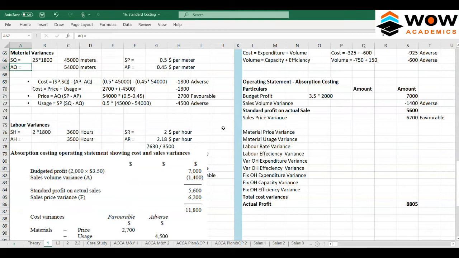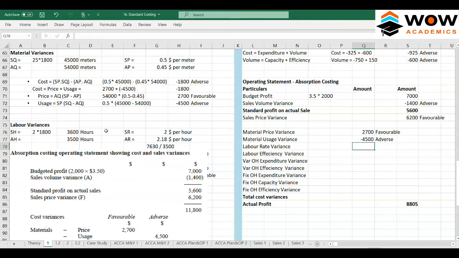Okay, material gives you a variance of 2700, which is favorable. Okay, see, the symbol is not important, the word is the only thing that is important here. So 2700 is favorable. Okay, so the next one is usage, which is 4500 adverse.